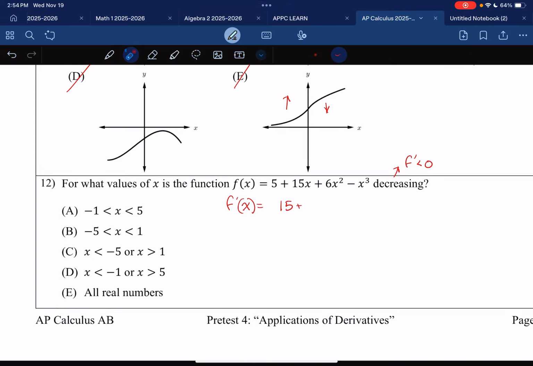Plus, okay, now we're in powerhouse. 2 comes down in front. 2 times 6 is 12. This is going to be 12x. It goes down to power 1. Minus, okay, and then 3x squared. We have the derivative correct.